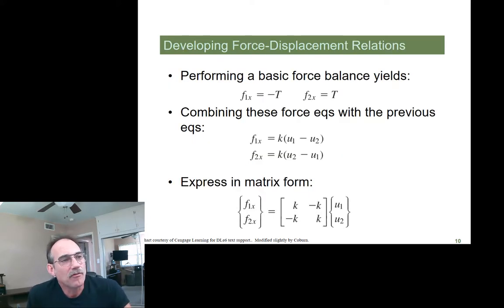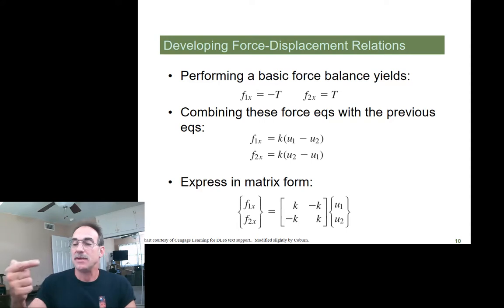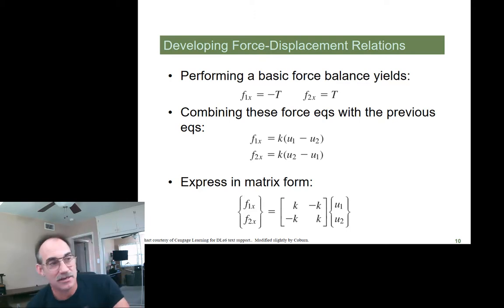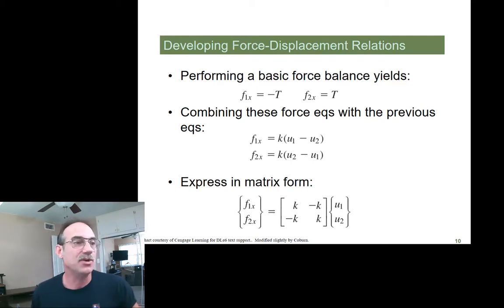All right, so if we basically perform a force balance, we see that the force in the x direction at node 1, the local force at node 1 in the x direction, is just negative t. Remember? Because if we have a tension, then that tension is acting in the negative local or global x direction. And at node 2, if we have a tension, that's going to give us a positive force. Now, if we take those two items, the force in the x at 1 and the force in the x at 2, we can combine them in the same way. We can say the force at 1 is just k times u1 minus u2, and the force at 2 is just k times u2 minus u1.